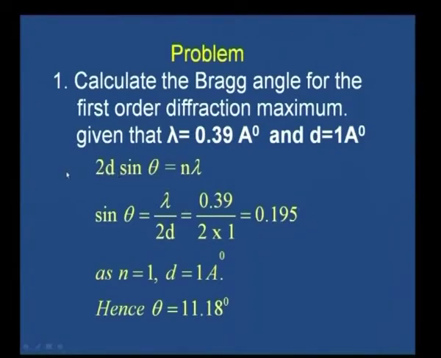So, sin theta will be simply lambda by 2d. I have given d as 1. So, lambda by 2 equals sin theta, and lambda is given as 0.39 angstrom. Substitute lambda here and get theta. So, sin theta will be 0.239 over 2 into 1, that is 0.195, because n is 1 and d is 1. Hence theta becomes 11.18 degrees.